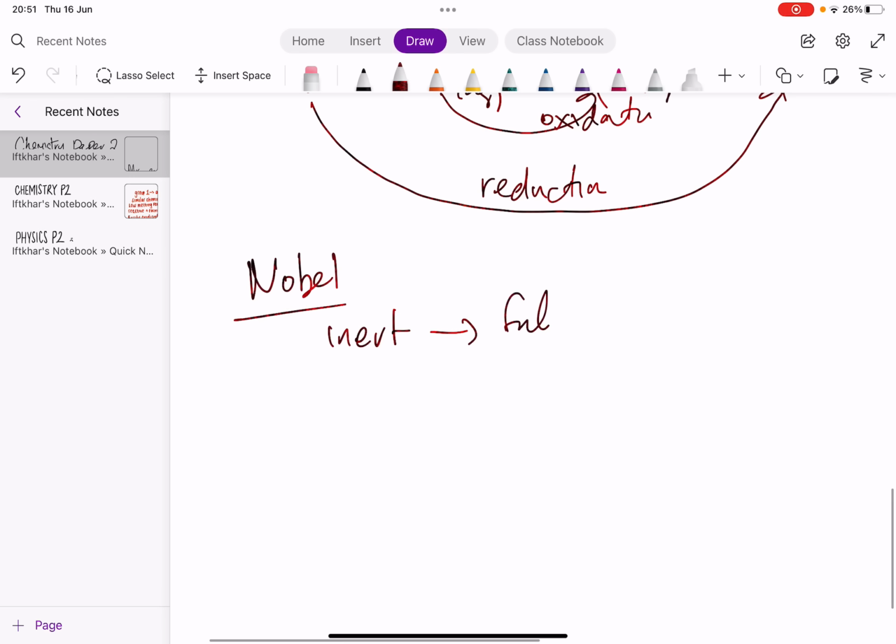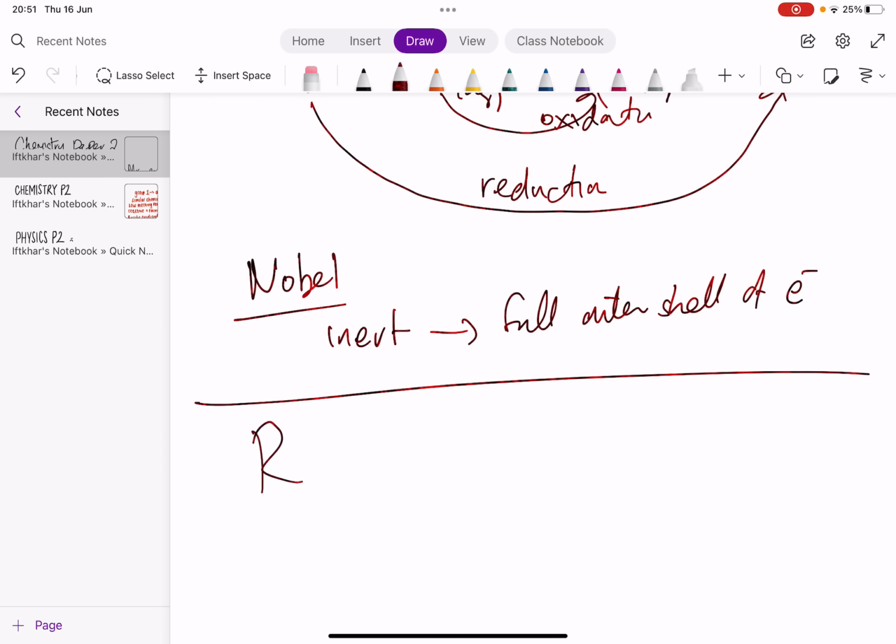They have a full outer shell of electrons. They can't gain or lose electrons, and that's the reason why they are unreactive, and that's the main reasoning of those. Okay, next topic is the rates topic.